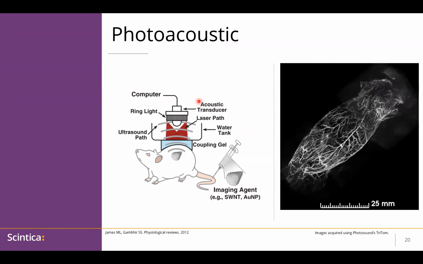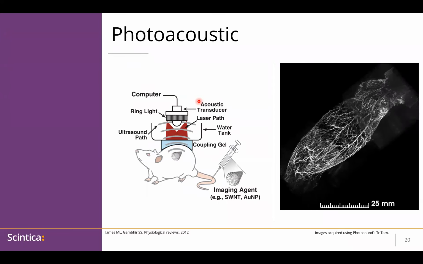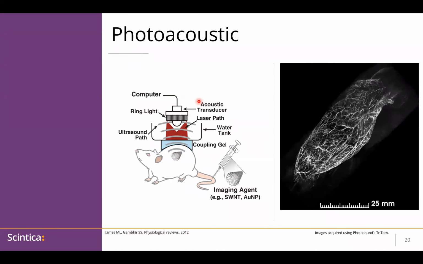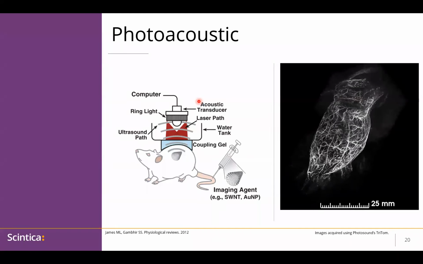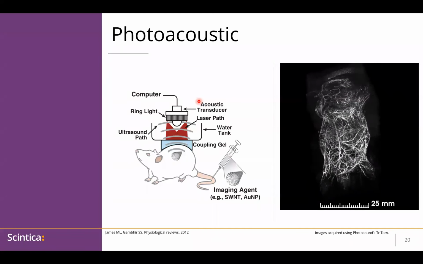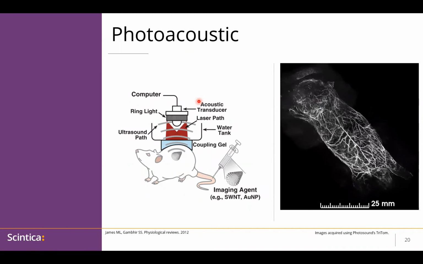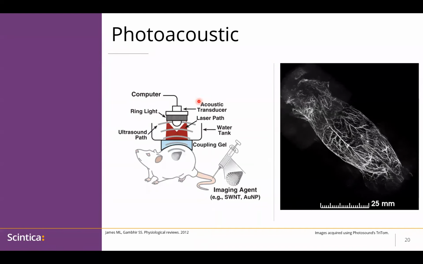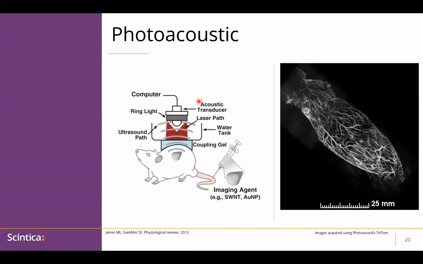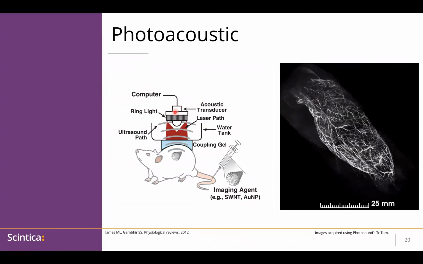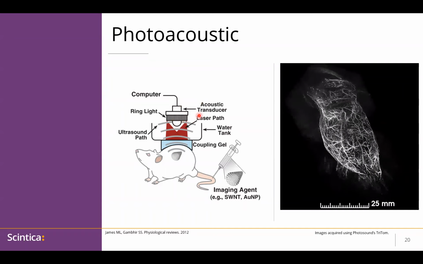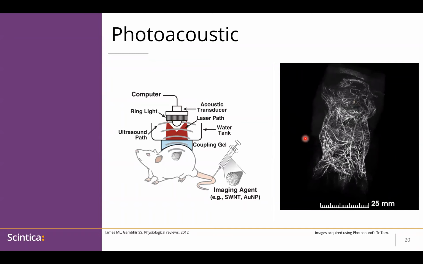So in this case, we're going to use a laser at a very specific wavelength to excite, or to have the light absorbed by, the specific agent that we're looking to target. When that light's absorbed, there's a very temporary and small rise in temperature, which causes a thermoelastic expansion to take place. This results in the emission of an acoustic wave, which is then detected by an ultrasound transducer. We can then generate images like what you see here.